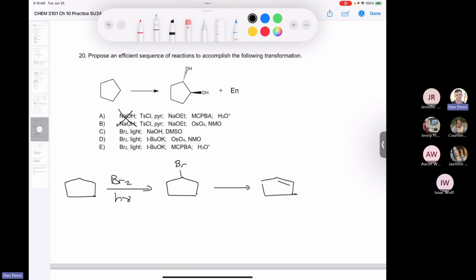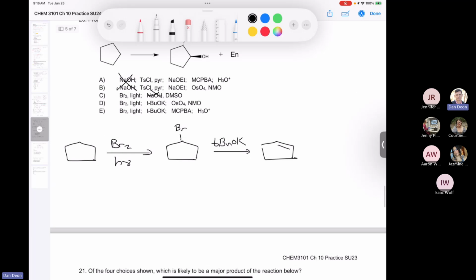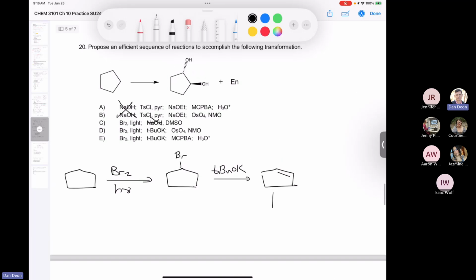And so how am I going to do that? Well, I'm going to use a non-nucleophilic base, right? Sodium hydroxide is really nucleophilic. So I need something like t-butoxide, which is going to rip off the proton. And then to make the trans diol, I'm going to use something like step 1, mCPBA, and step 2 is going to be H3O plus, and that gives me the product. You can see the other one, this one here has osmium tetroxide and NMO, and so the answer is E.